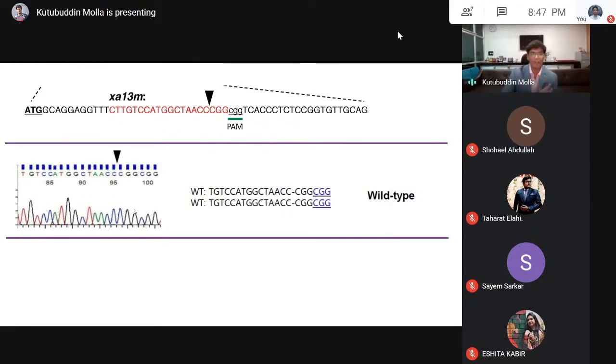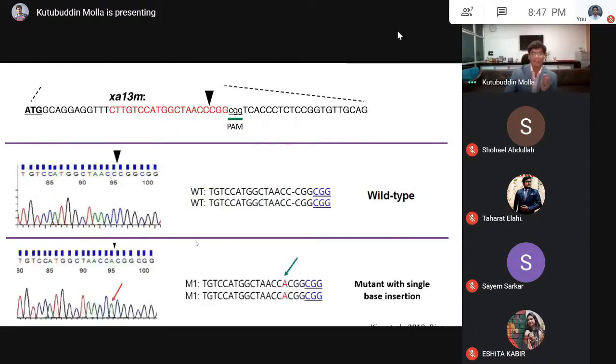Now when you treat this plant with Cas9, it produces this kind of sequence, and you get to know that Cas9 made a cut, and then it made an error, and you got a mutant plant with a single base insertion. How is it? If you see the sequence here, the A was not there in the wild type sequence. You can see AACC, ACGG. So the A is inserted here.